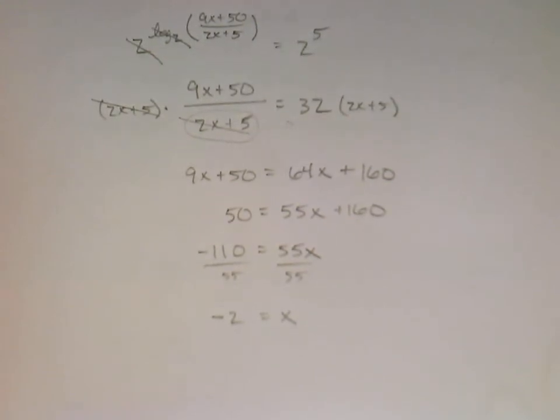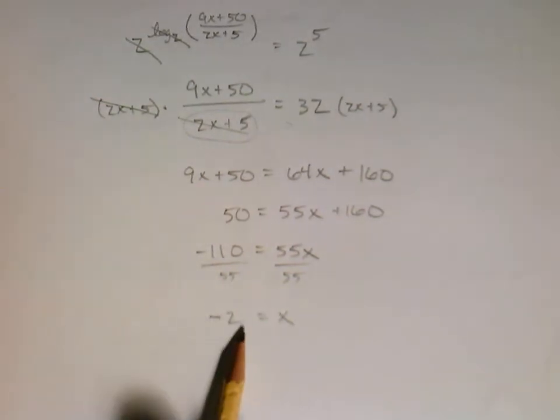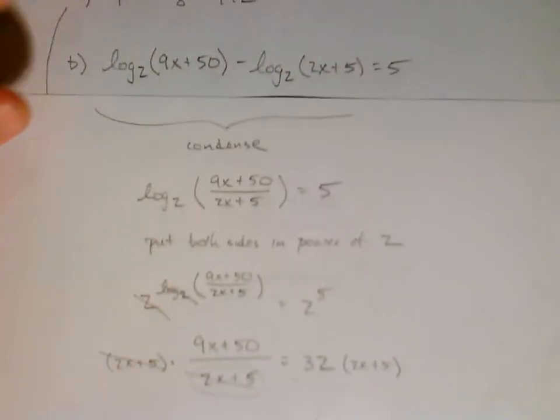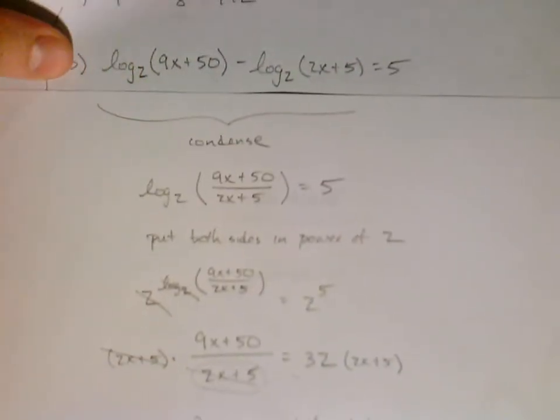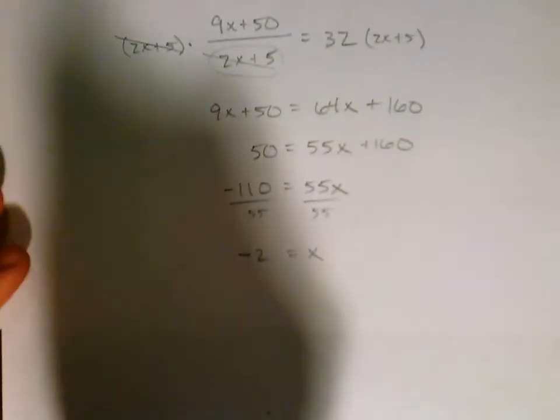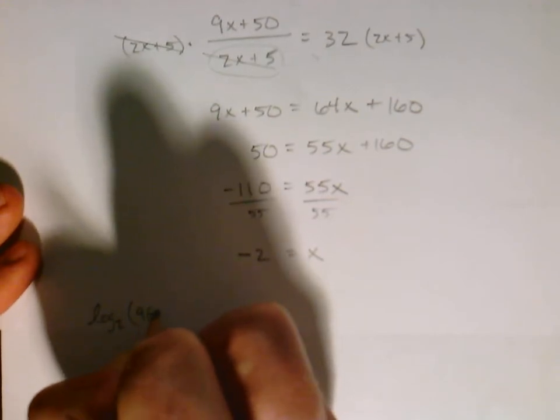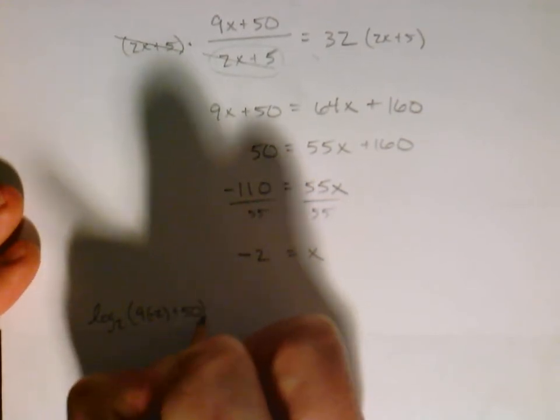Okay, now when it comes to solving logarithmic equations, we have to be careful. It could be extraneous. Even if we just get one answer, it could be an extraneous solution. So we're going to take that negative 2 and go all the way back, plug it into our original. So let's see what happens when we do that. Do we get a true statement? Are there any problems?